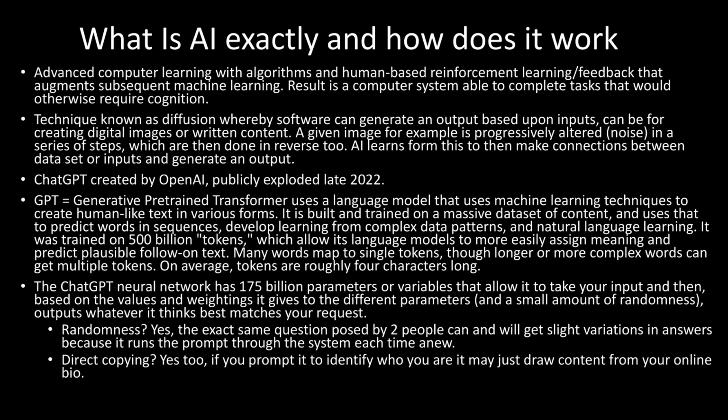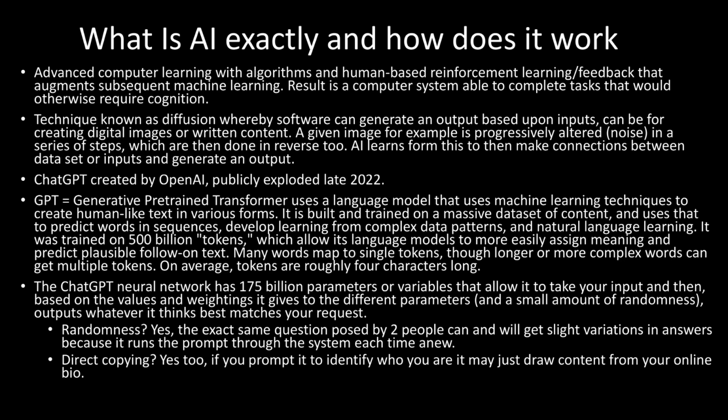Let's talk briefly then about artificial intelligence and how it works. These are advanced computer learning systems with algorithms and human-based reinforcement learning on the back end that ultimately augments how the machine learns. The result of a super complicated process that we are trying to distill into a few sentences for you is a computer system that's able to complete tasks that would otherwise require cognition. I won't read this whole slide to you, but it's there in your slide deck to study in more detail if you want.